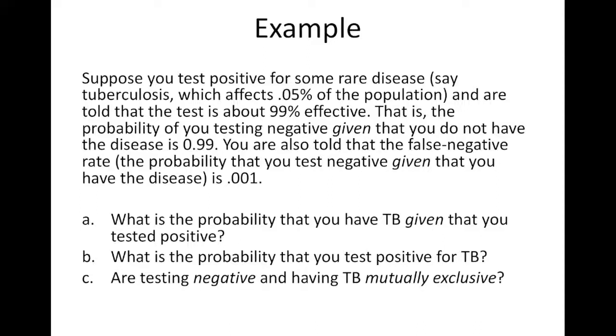What is the probability that you have TB given that you tested positive? Just because you test positive, because this test is not 100% effective, does not guarantee that you actually will have TB. As a patient, you care about the likelihood of having TB given that you tested positive. What is the probability that any individual will test positive for TB? And then, are testing negative and having TB mutually exclusive? So to see this problem worked out, I would pause the video here and go look at the TB example that is posted on Blackboard, and then come back here.